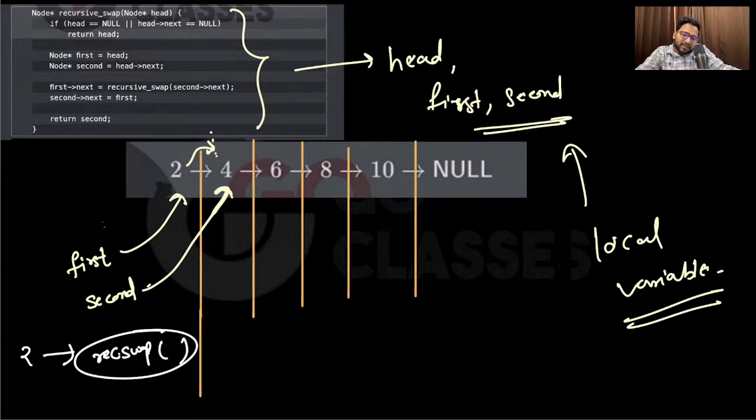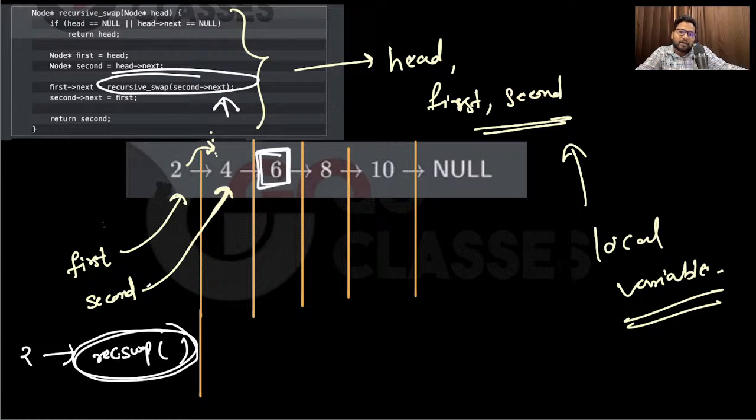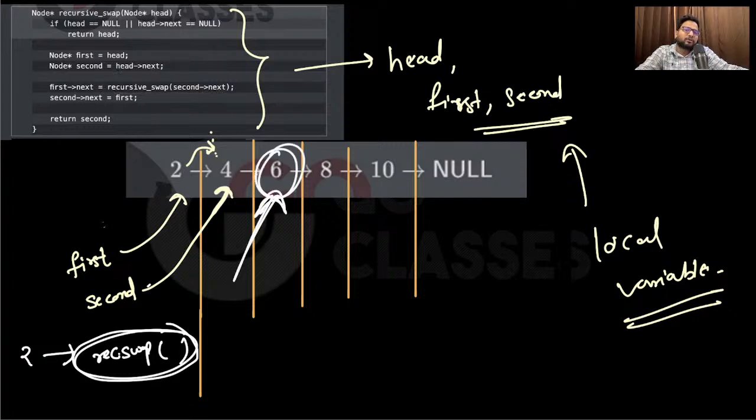Whatever this recursive swap returns, whatever this line returns, it doesn't matter to me, in the sense that this line is basically calling from second next, right? Second next means this particular point, I mean, this is the second next. So this line is basically calling on the second next, which means I'm calling next on this particular node, right?